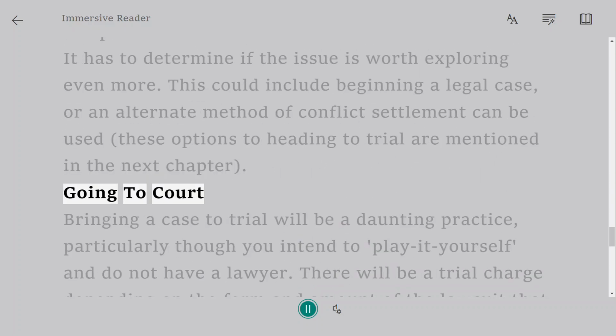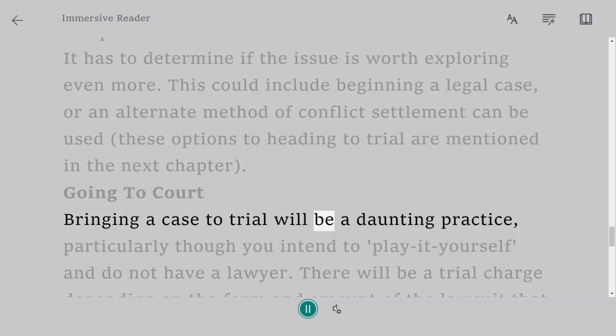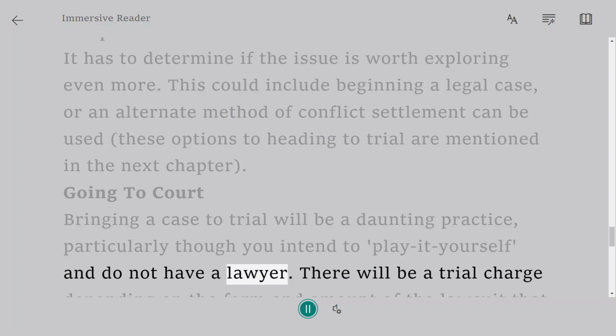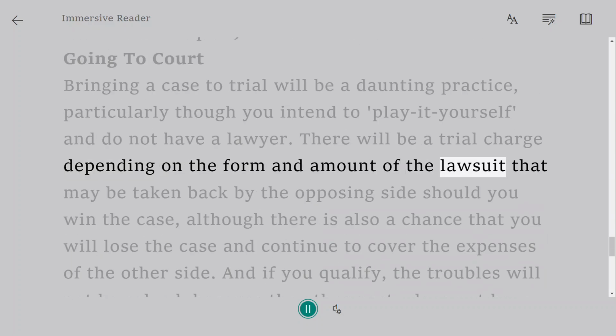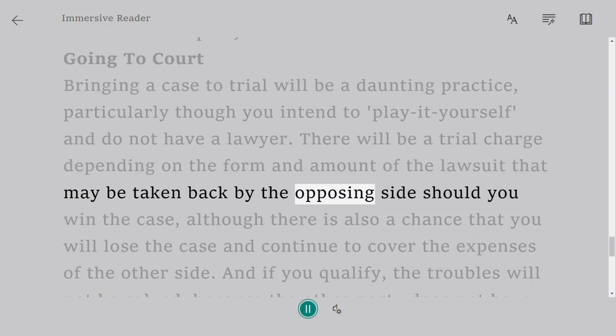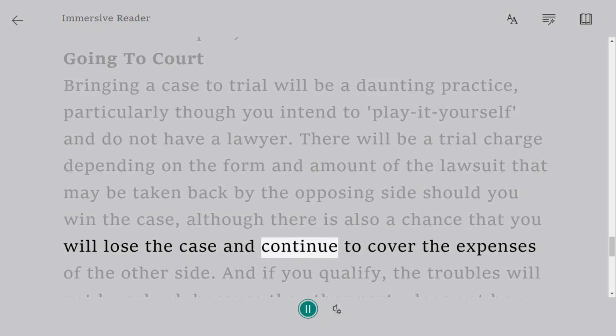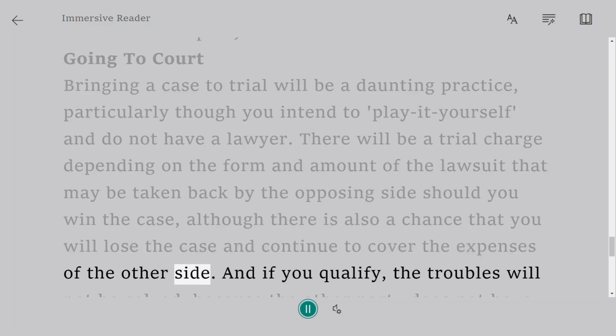Going to court. Bringing a case to trial will be a daunting practice, particularly though you intend to play it yourself and do not have a lawyer. There will be a trial charge depending on the form and amount of the lawsuit that may be taken back by the opposing side should you win the case, although there is also a chance that you will lose the case and continue to cover the expenses of the other side.